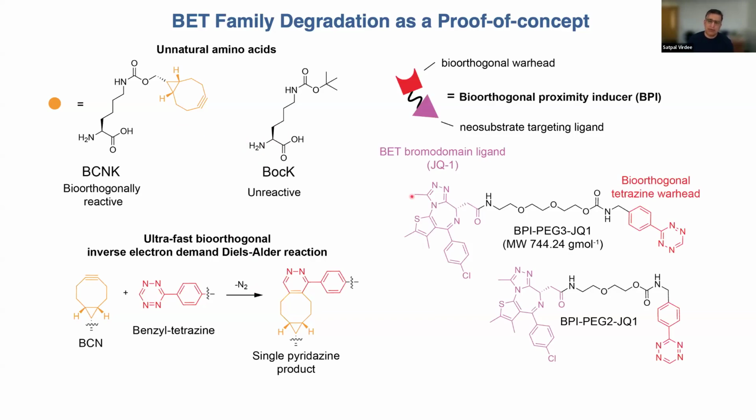So as a proof of concept, we developed BPI probes containing a tetrazine group that would undergo rapid tetrazine ligation with the BCNK amino acid. In the first instance, we tethered these to this JQ1 ligand, which was developed by the Bradner lab, which targets BET family proteins, which are epigenetic readers and are important therapeutic targets.